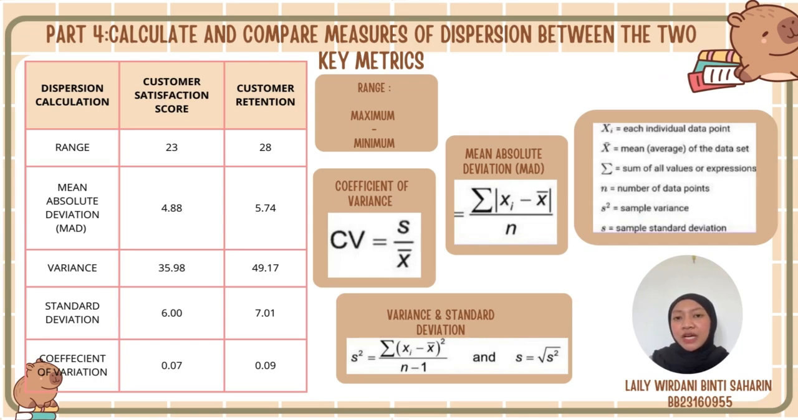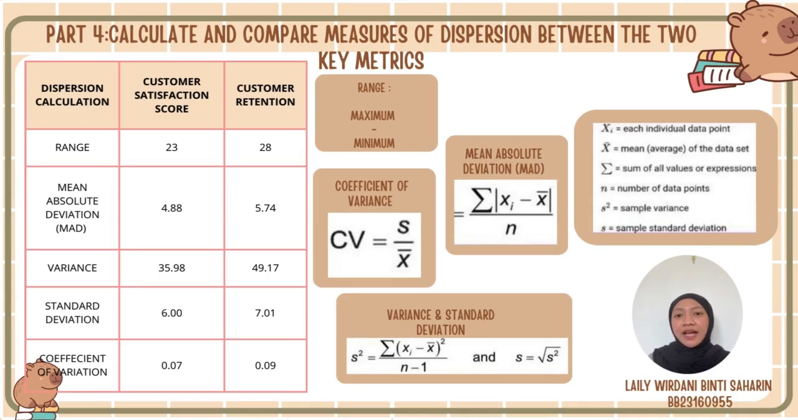Now I will be presenting part 4, that is calculate and compare measures of dispersion between the two key metrics, which are customer satisfaction score and customer retention rate. To understand the variability in our data, we have calculated five key measures: range, mean absolute deviation, variance, standard deviation, and coefficient of variation.